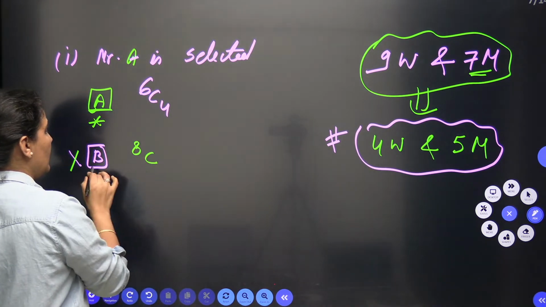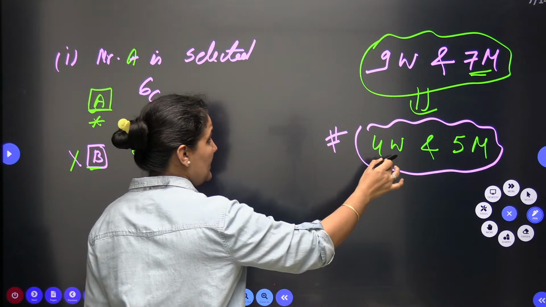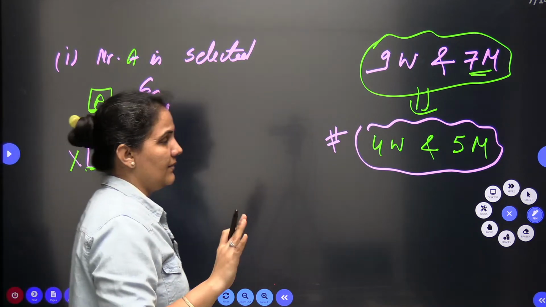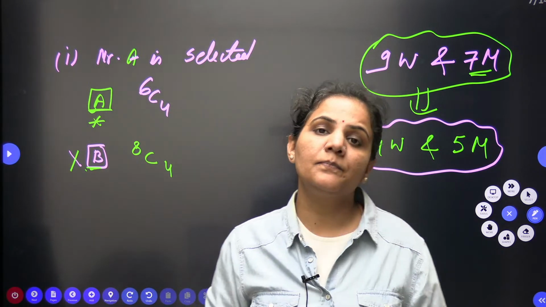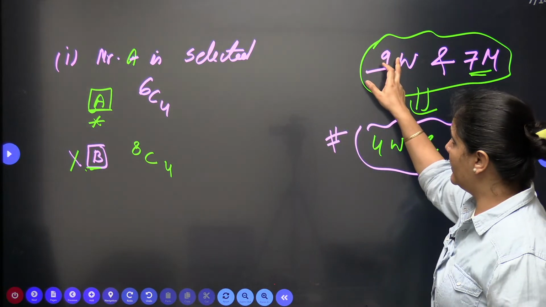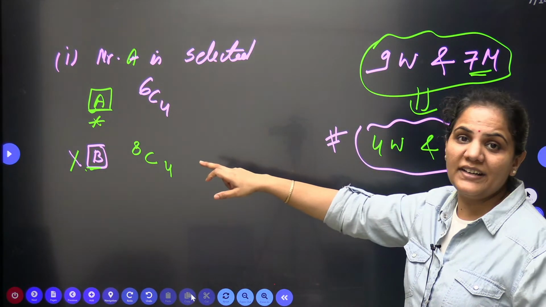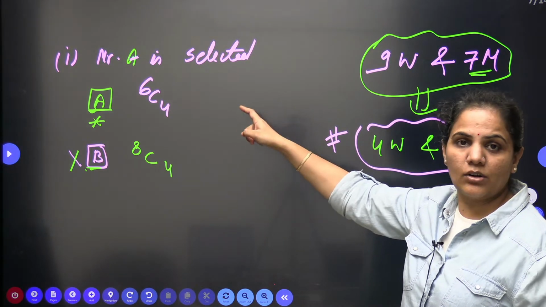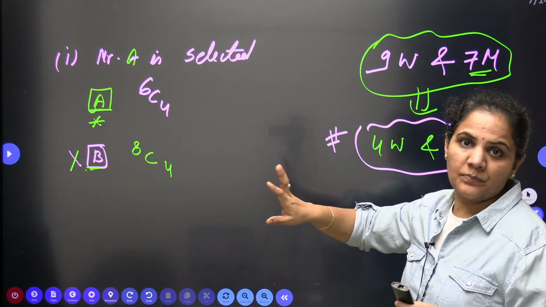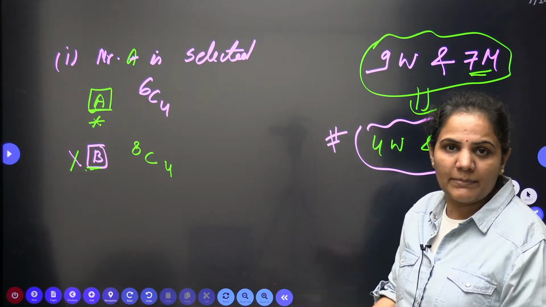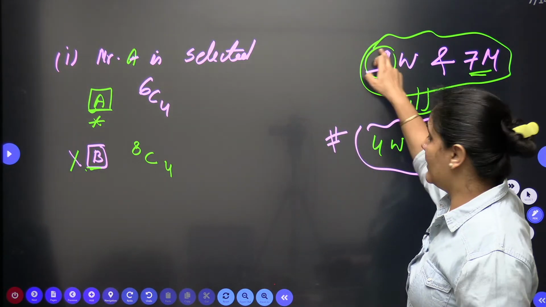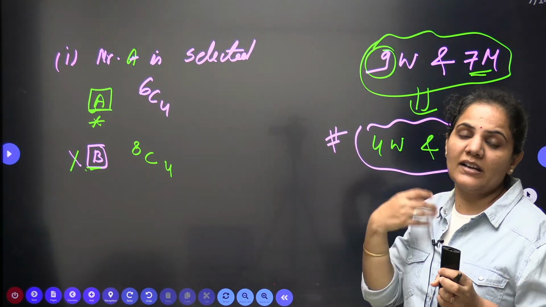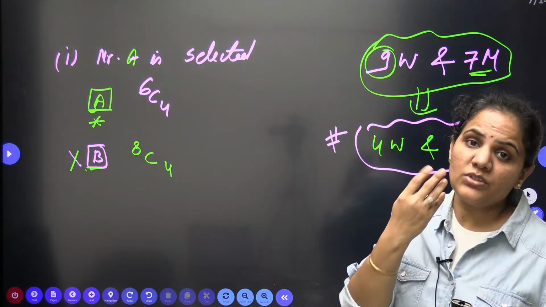Out of the 8 women, I need to select 4, because 1 is already denied. Earlier I was having 9 women. But as Miss A already denied, because you selected in the committee Mr. A is already there, so Miss B will not be there. When Miss B is not available for the selection, we are having only 8 women. Out of these 8 women, we need to make a committee of 4 women. So I need to select 4 women.